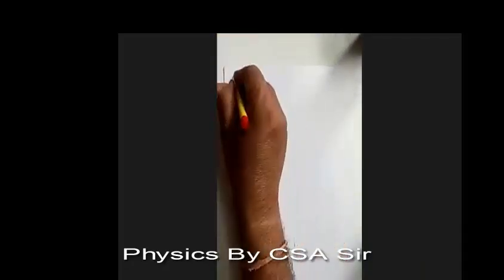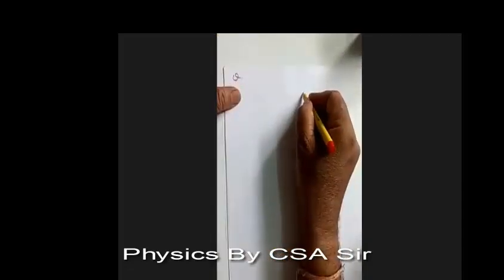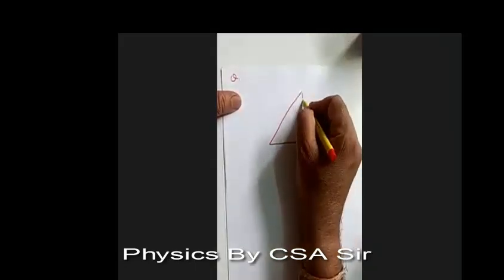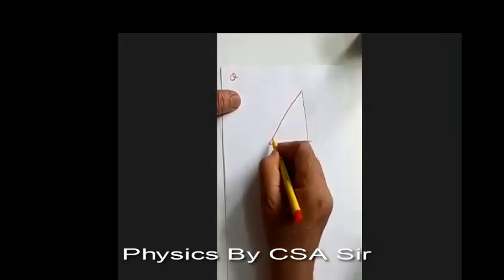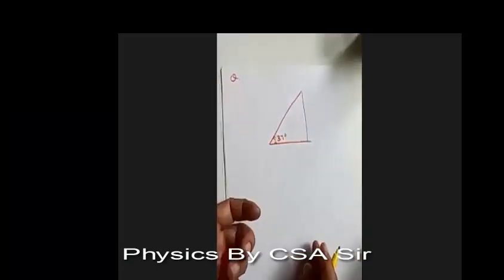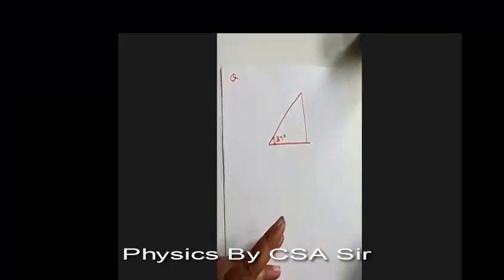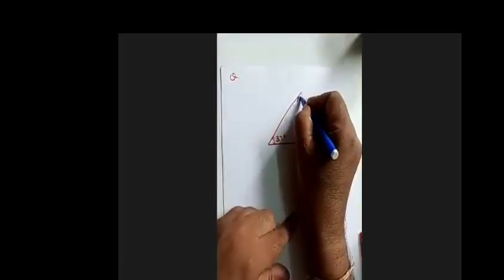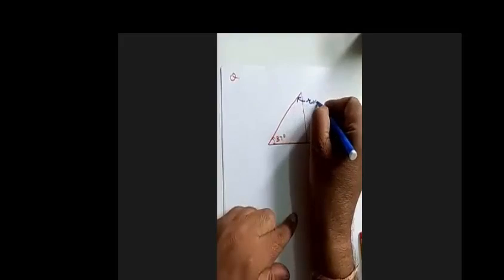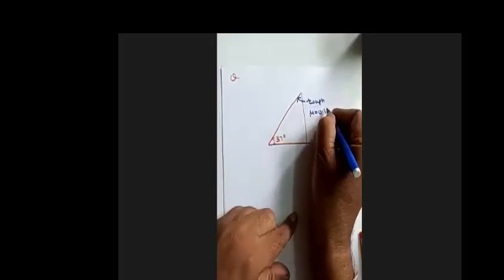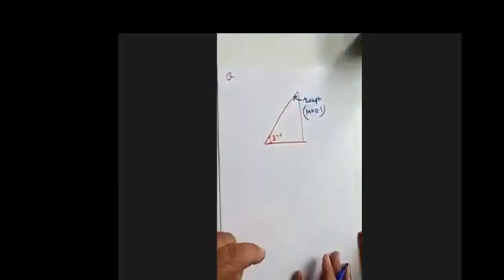यहाँ पे नेक्स्ट क्वेश्चन देखते हैं. Here you have an incline, here this angle is 37 degree. This is a rough incline. यहाँ पे फ्रिक्शन कोफिशिएंट की वैल्यू बताओ 0.1. This is the friction coefficient.